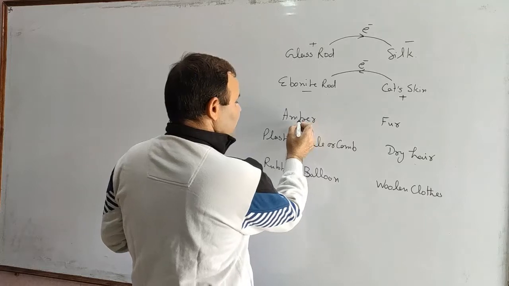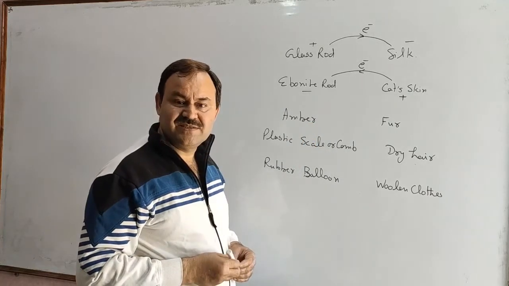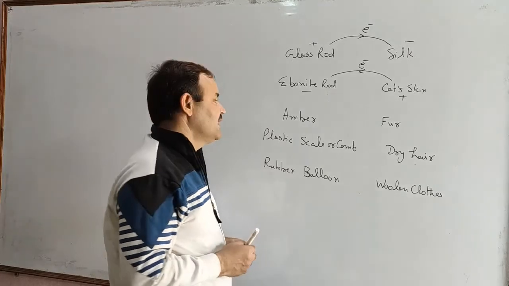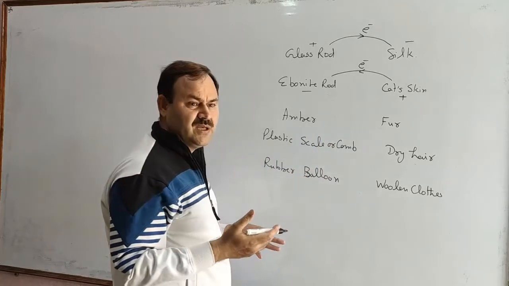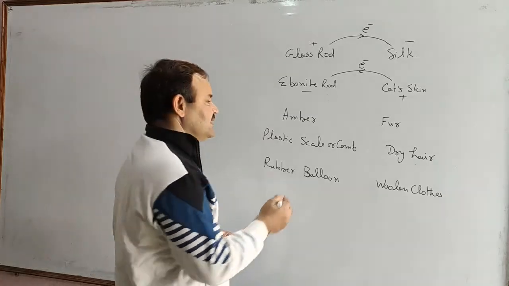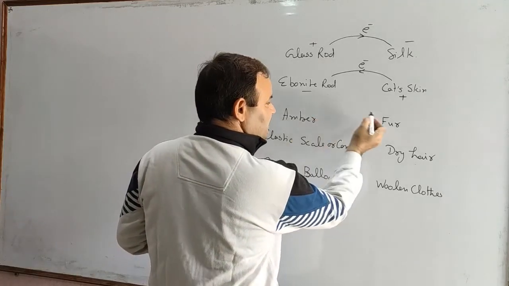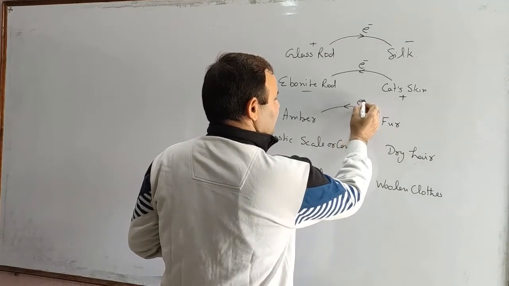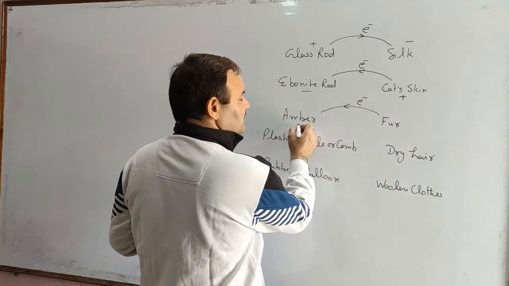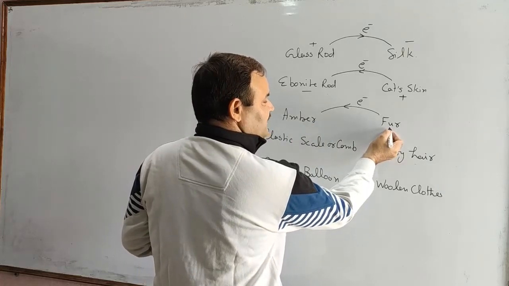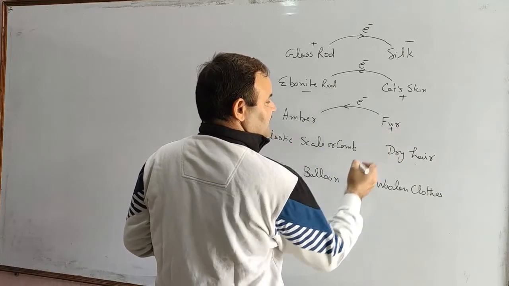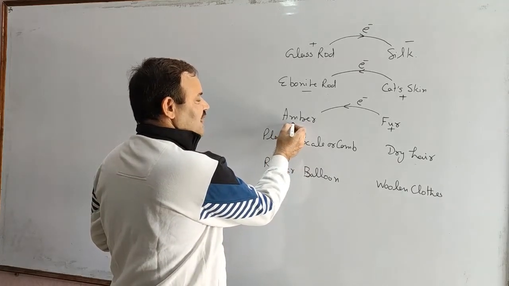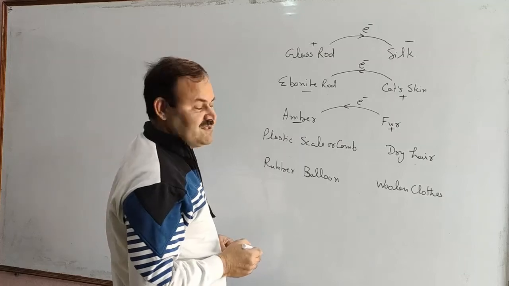Amber is a resinous substance obtained from plants and it is commonly called lark. If amber is rubbed with fur, then also electrons migrate from fur to amber, making a deficiency of electrons on fur. Hence, fur gets positively charged while an excess of electrons on amber makes amber negatively charged.